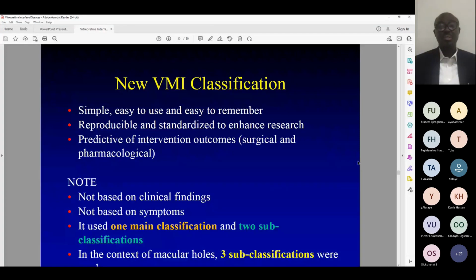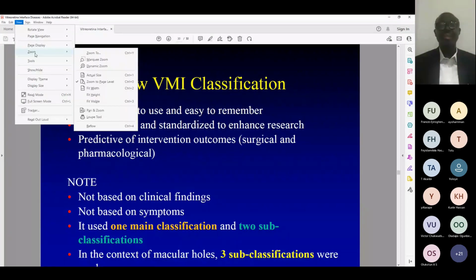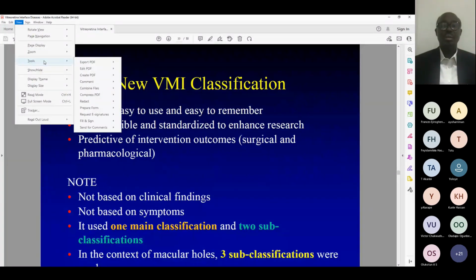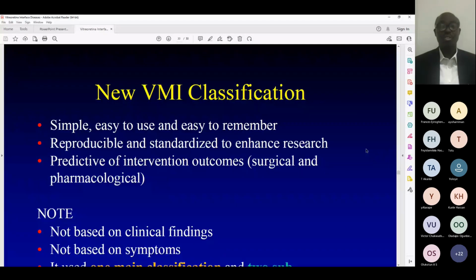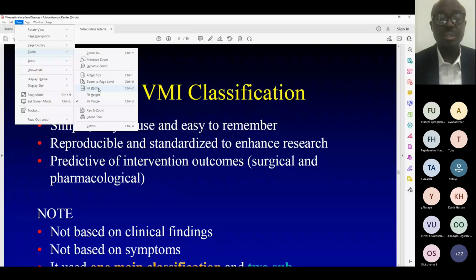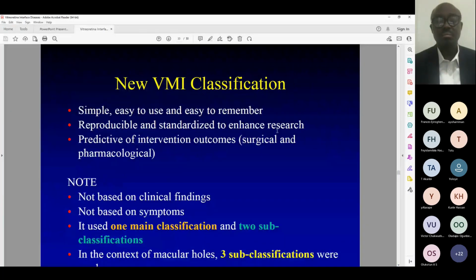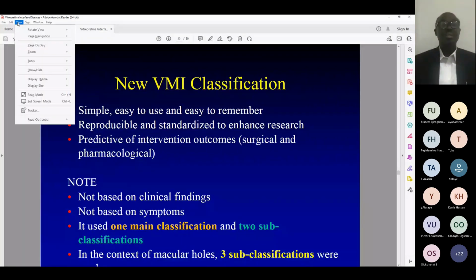The classification was supposed to be simple, easy to use, easy to remember, reproducible and standardized to enhance research. It's supposed to be predictive for intervention outcomes that may be surgical or pharmacological. And note that it was not based on clinical findings. It was not based on symptoms. It used one main classification and two subclassifications. In the context of macular holes, 3 subclassifications were used, and we'll see how to put this in practice. Can we see the next slide?